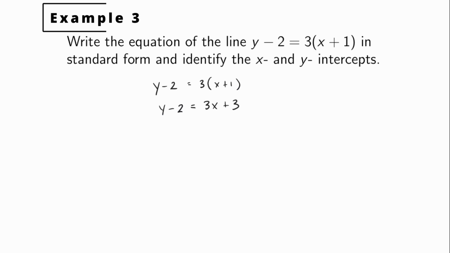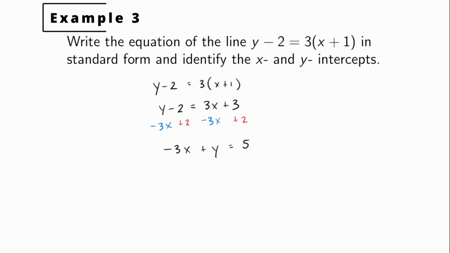Then I want to move all of the variable terms to one side. We'll call it the left side. So we'll subtract 3x from both sides. I want to move all the constant terms to the other side, so I'm going to add 2 to both sides. And that will give me negative 3x plus y equals 5. And that is the standard form.